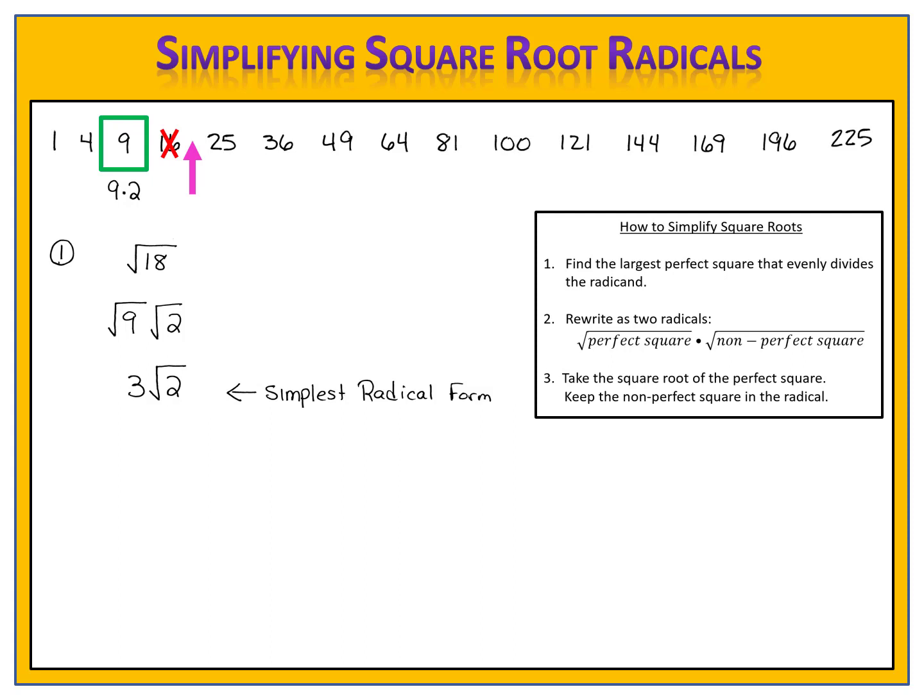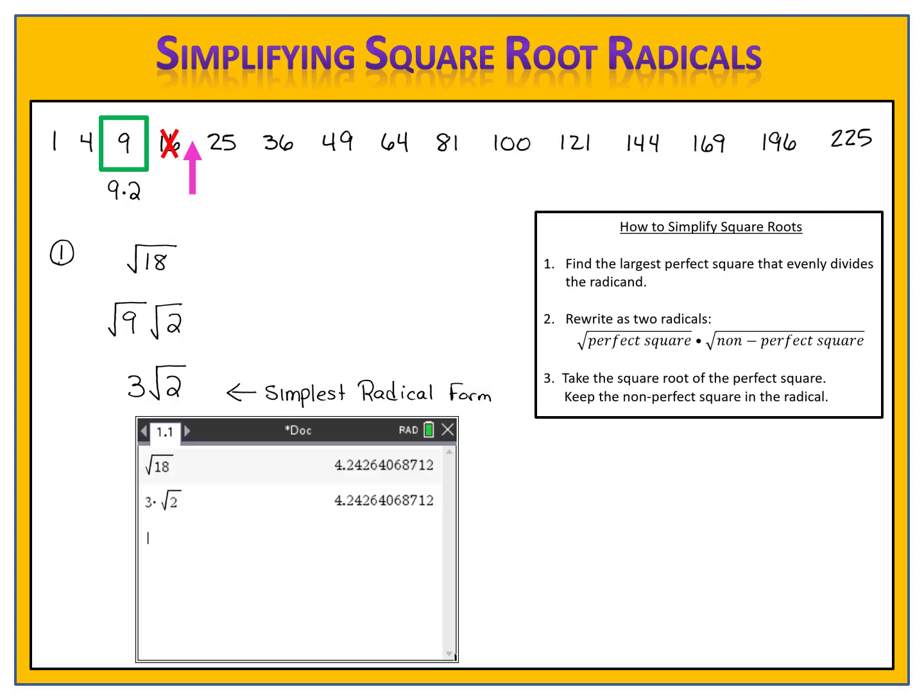That is called the simplest radical form. We can confirm that the square root of 18 and 3 square roots of 2 are equivalent by typing them both into our calculator. Notice that the decimal approximation of each is the same, which means that the 2 radicals that I typed in, square root of 18 and 3 square roots of 2, are equivalent.